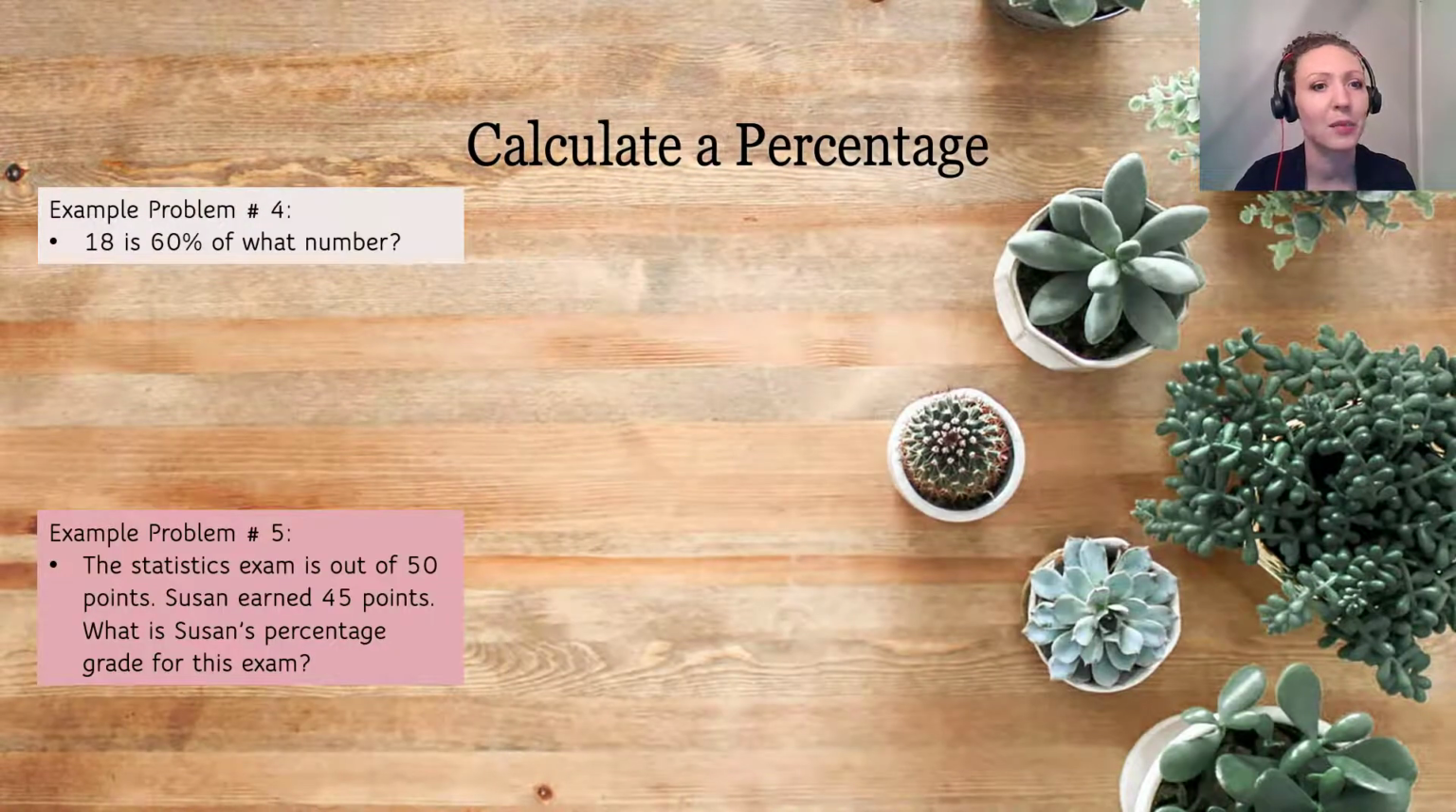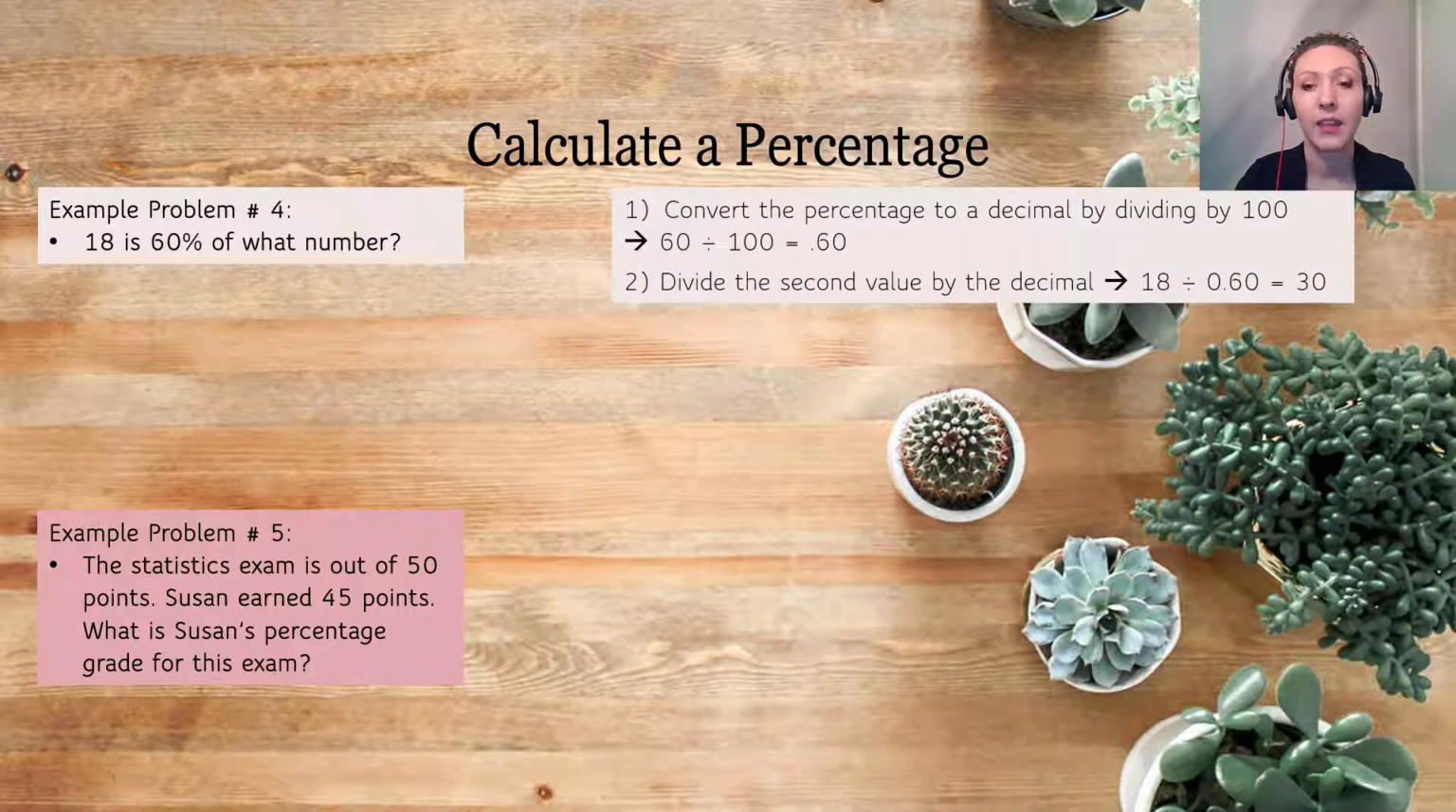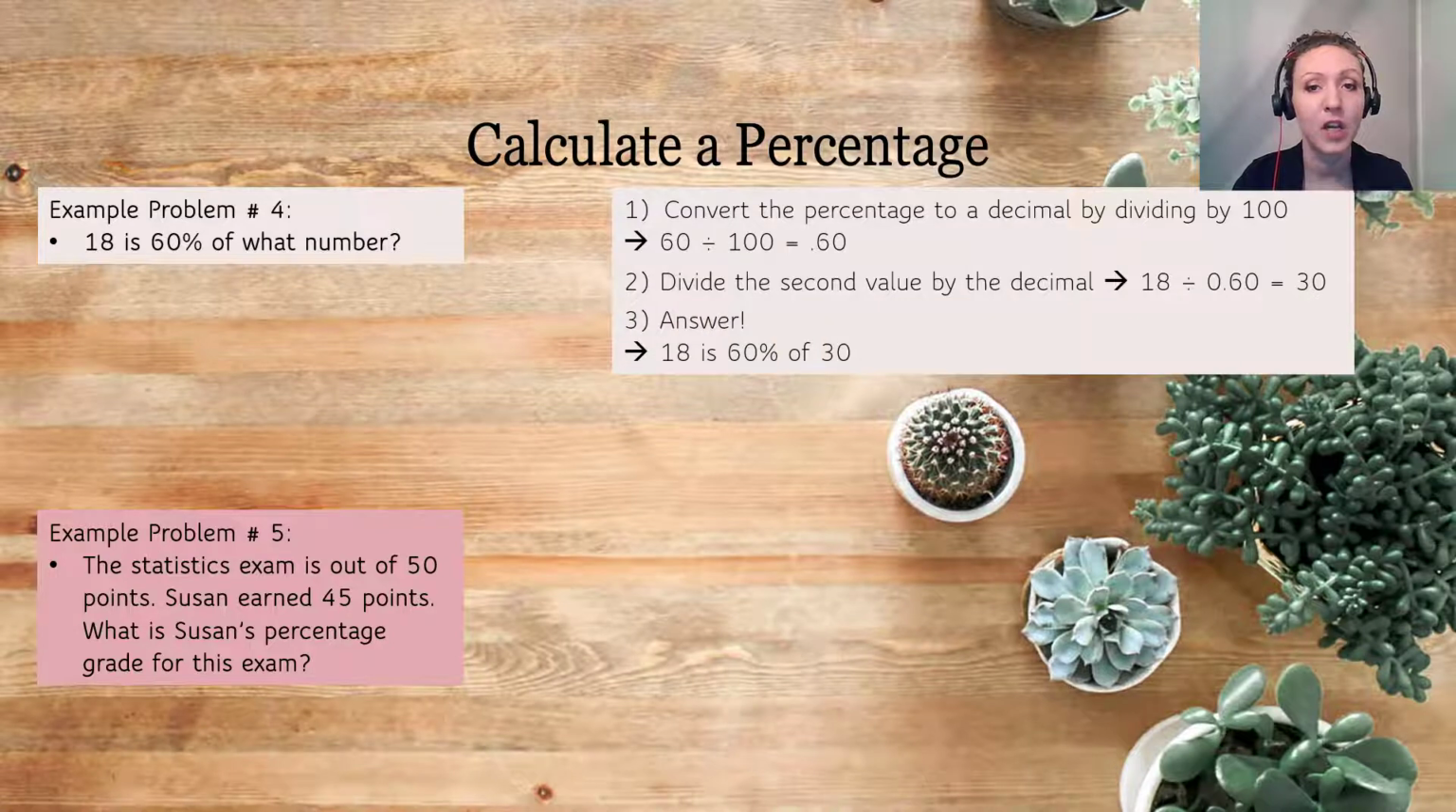Okay, moving on to the next ones. 18 is 60% of what number? Okay, so we're going to go ahead and do the same process that we have already done. And so we're just going to take that percentage and we are going to convert it to a decimal by dividing by 100. And then we are going to divide that second value by the decimal. So we are going to divide 18 by 0.60, and that's going to give us a value of 30. And so the final answer for this question would be 18 is 60% of 30.